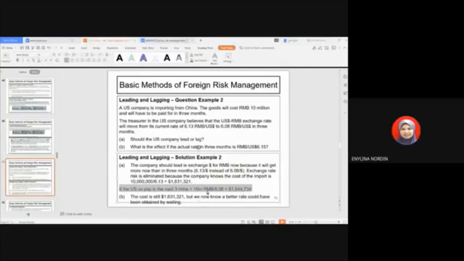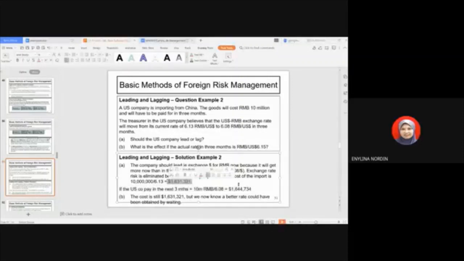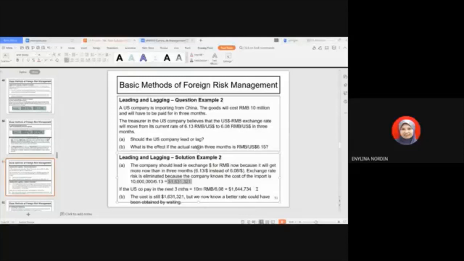So what happens if the US company waits until 3 months to make the payment? Then the US company has to pay in dollars 1,644,734 dollars, which is higher than this one. So it becomes more expensive if the US company waits until the next 3 months to pay the China supplier. That's why the US company should adopt the leading strategy.